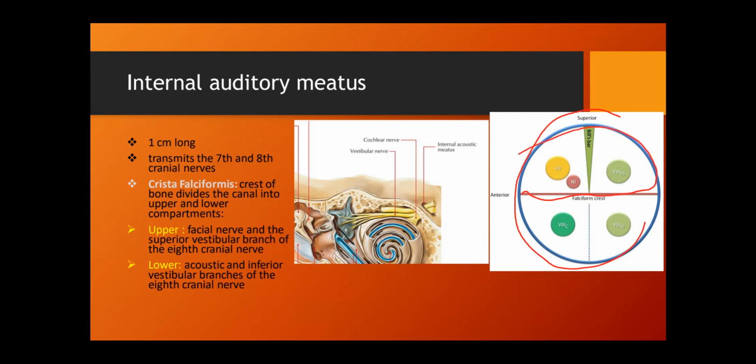The upper compartment has the superior vestibular branch of the 8th cranial nerve and the facial nerve, while the lower part has the inferior vestibular branch and the acoustic branch of the vestibulocochlear nerve.